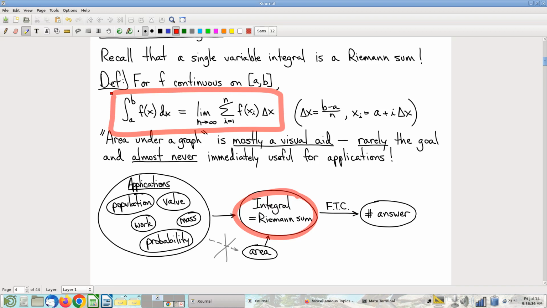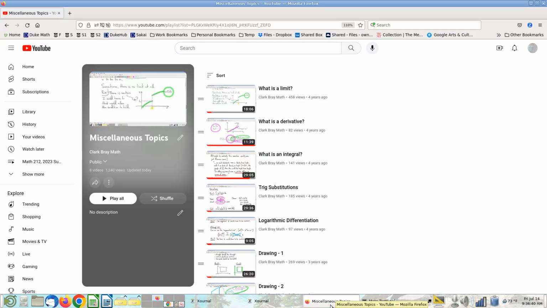Now this is the streamlined version of this pitch. I want to point out that on my YouTube channel I have a playlist called Miscellaneous Topics where I've made various recordings that address questions that come up in teaching multivariable calculus, and things that my experience has been a lot of my students really don't understand as well as they should. And this is one of them. You'll see I have this recording here called What is an Integral?